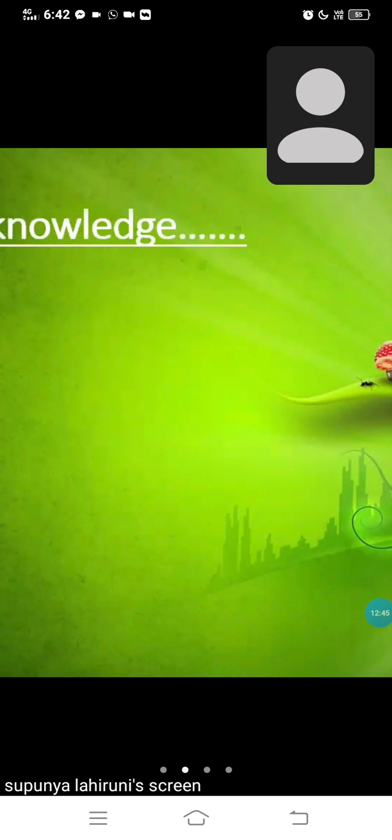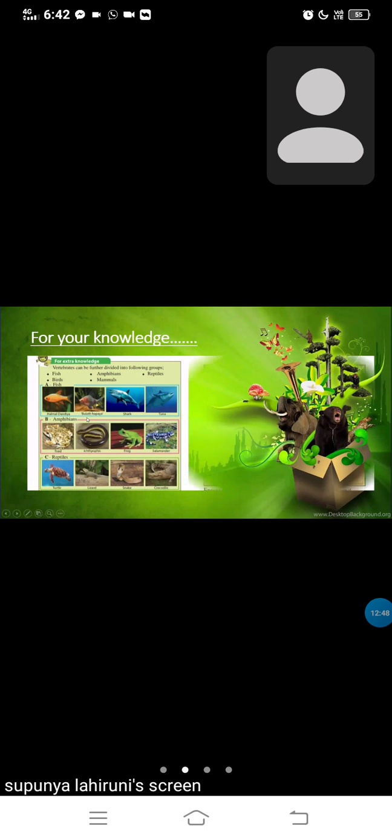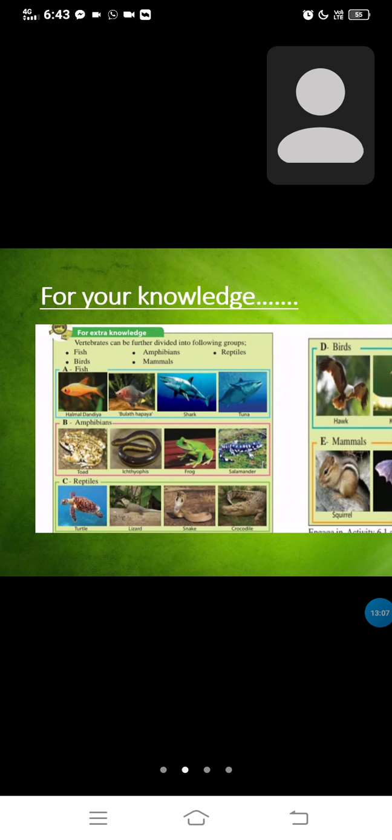Okay, next I'm going to tell you something for your knowledge. Vertebrates can be further divided into the following groups. They are fish, birds, amphibians, mammals, and reptiles. Here you can see examples for fish: shark, tuna, and here you can see pictures of some fishes.